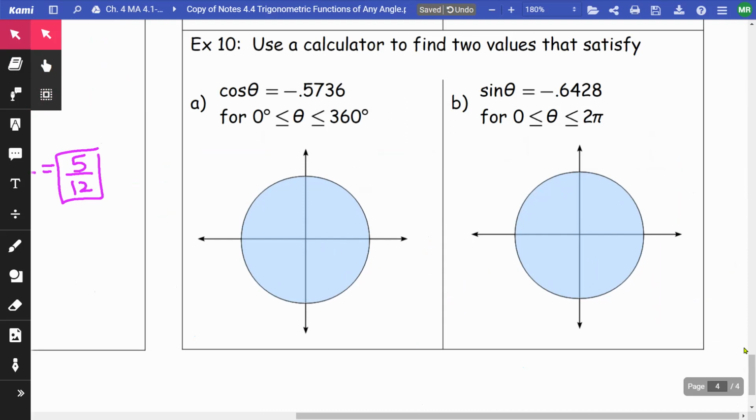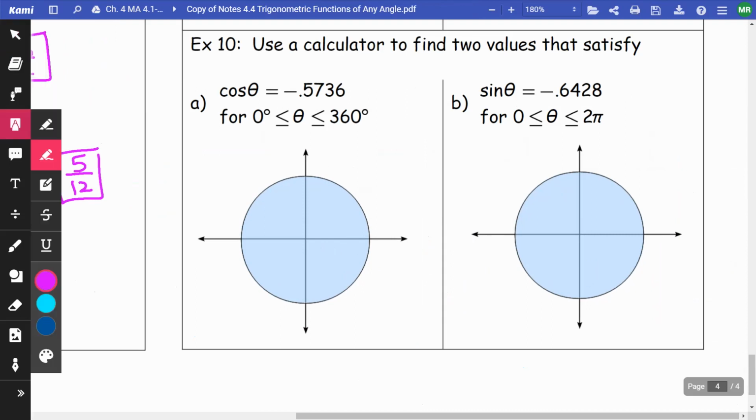So first off, on the first one, they want us just to use degrees. So I'm going to get 2 degree answers. On the second one for B, they want radians. Okay. So where is my cosine negative? My cosine's negative in these two quadrants here, in quadrant 2 and in quadrant 3.